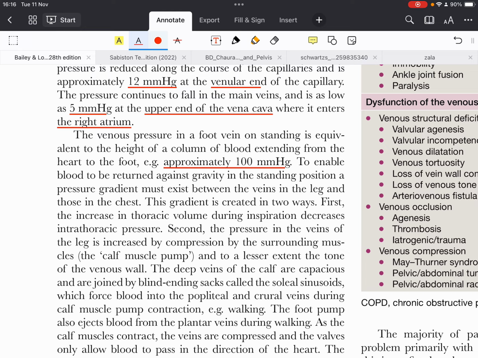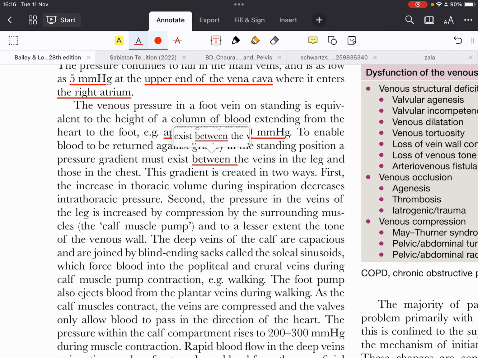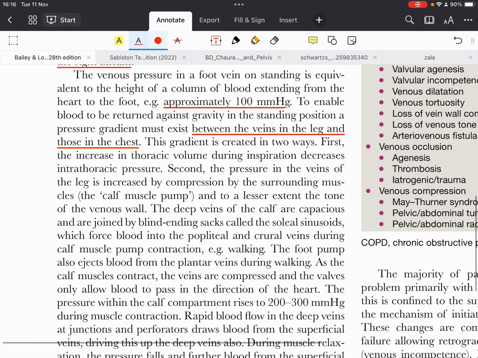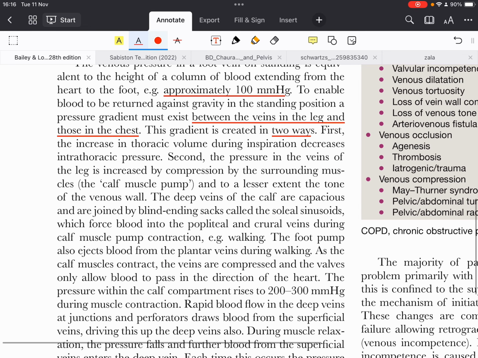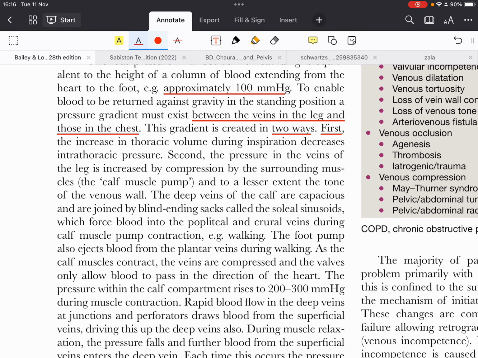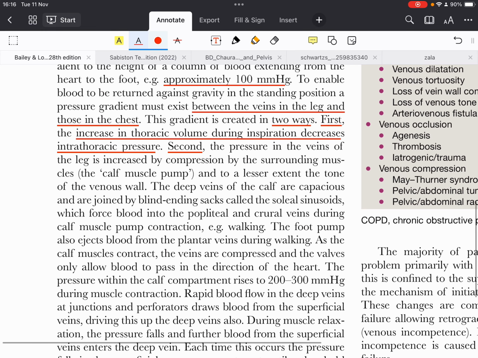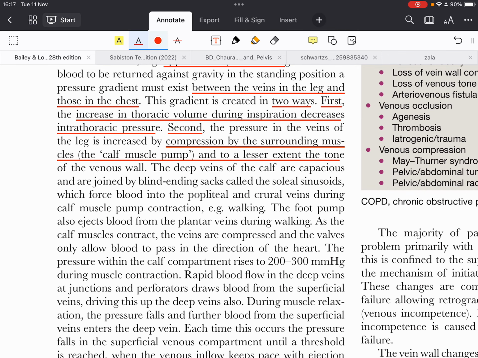To enable blood to be returned against gravity in the standing position, a pressure gradient must exist between the veins in the leg and those in the chest. This gradient is created in two ways. First, the increase in thoracic volume during inspiration decreases intrathoracic pressure. Second, the pressure in the veins of the leg is increased by compression by the surrounding calf muscle pump, and to a lesser extent by the tone of the venous valve.